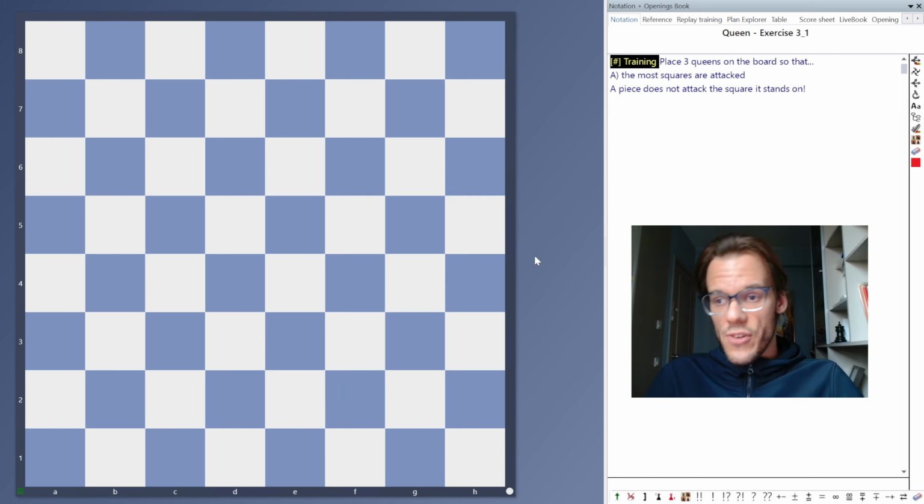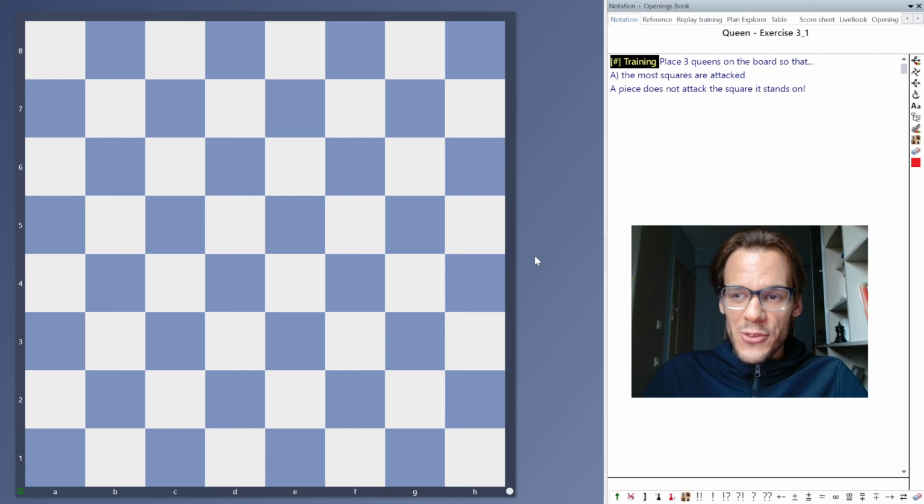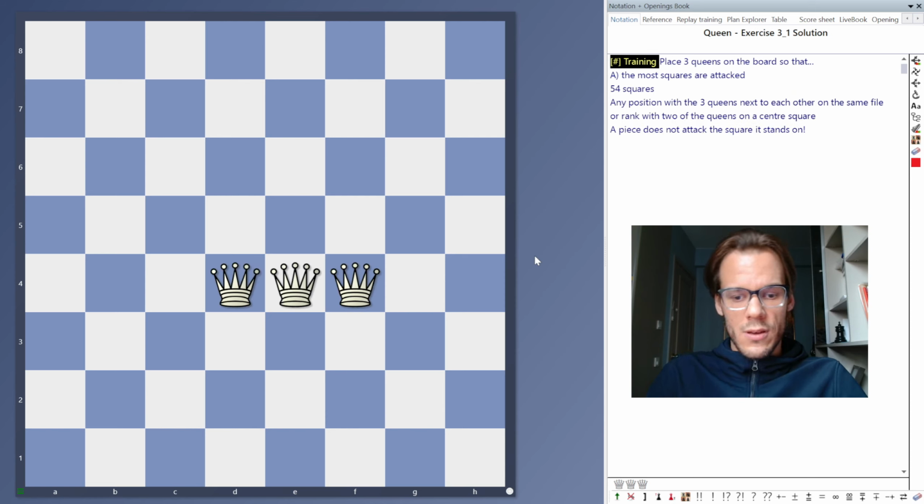Next, place three queens on the board so that, first, the most squares are attacked. And don't forget, a piece does not attack the square it stands on. And the answer? We have queen d4, queen e4, queen f4, so 54 squares are under attack in this case. But any position with three queens next to each other on the same file or rank with two of them on the central squares would work.